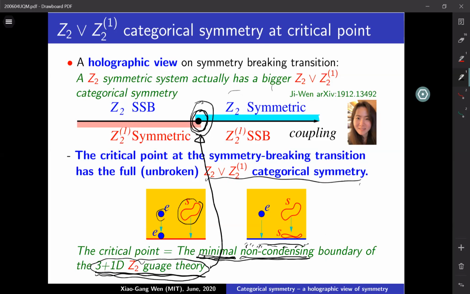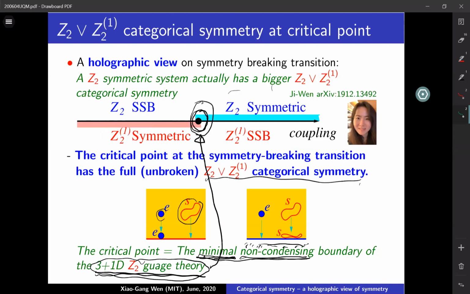Xiao-Gang? Yes. Just to make sure I get the physical picture right, I should think about these things from the point of view of the 2+1D theory as just the fluctuating domain walls of the... Exactly. So actually, this picture is very simple. When your Z2 is spontaneously broken, you have domain walls, and the domain wall has a Z2 fusion rule. So that's what gives a Z2-1 symmetry. So when I have a domain wall, you have this higher symmetry. So those are pretty easy to understand, pretty natural.